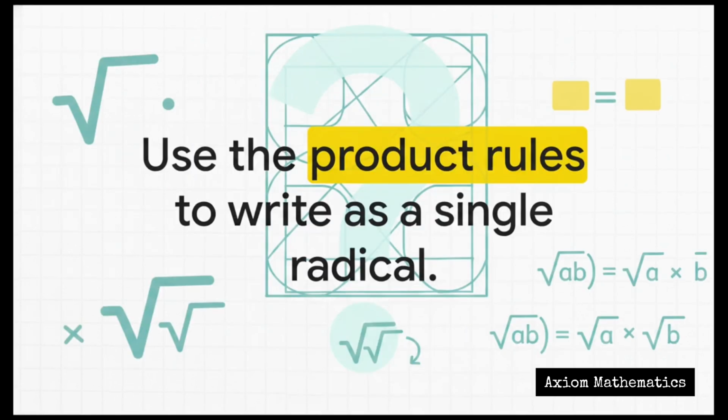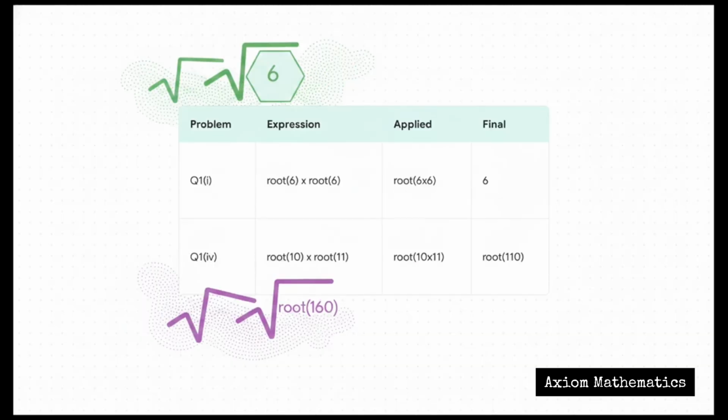Let's put this power up to the test with problems 5 and 6. From exercise 1.2, we have question 1I and question 1.4. We're going to look at these side by side to really demonstrate how this product rule applies universally, totally regardless of the specific numbers hiding under the root. Just check out this transformation.